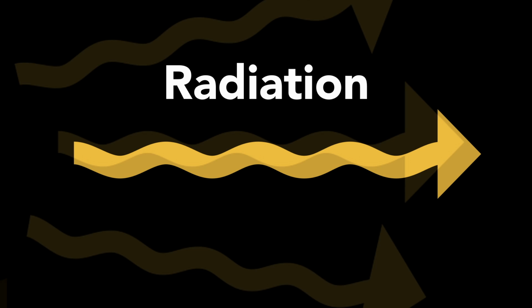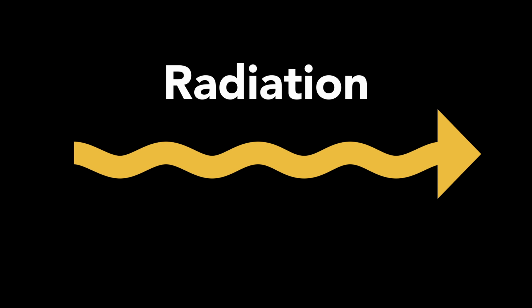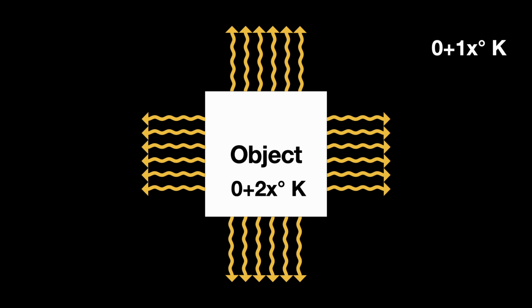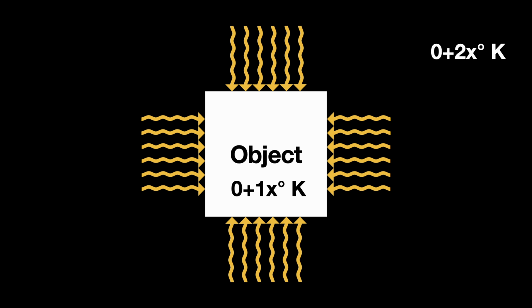Heat transfer through radiation happens through none other than radiation, more precisely through infrared radiation or heat radiation. All hot materials, or any material above 0 Kelvin, can emit infrared radiation and absorb it at the same time. The hotter the object is, the more infrared radiation it can emit.